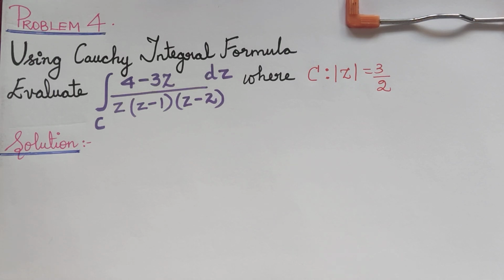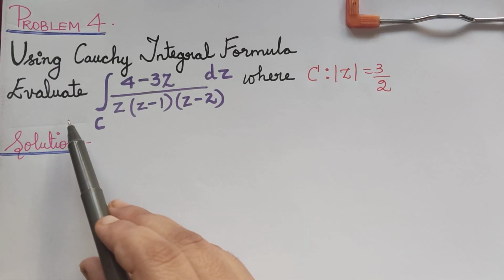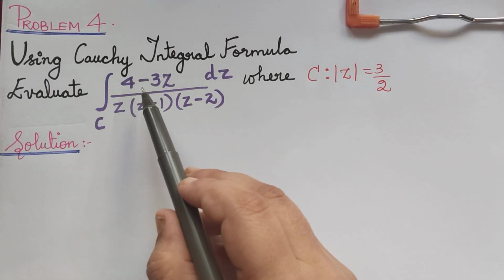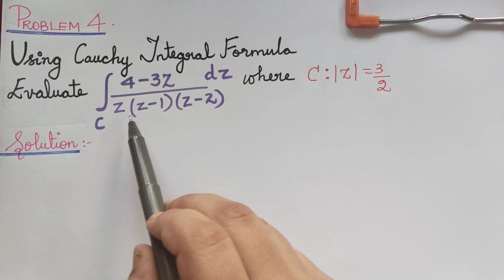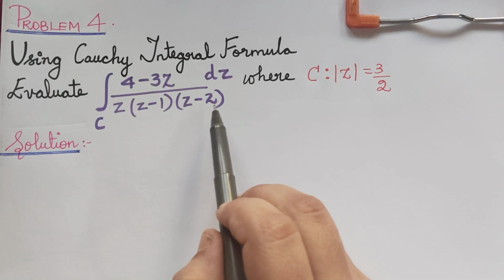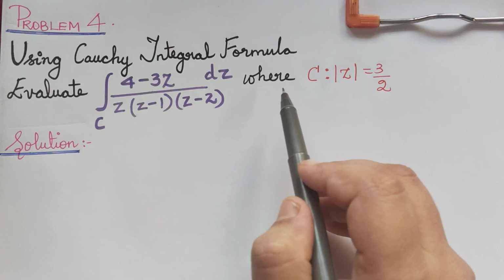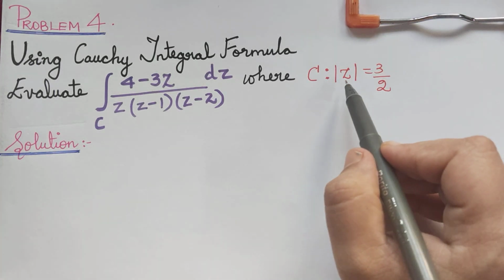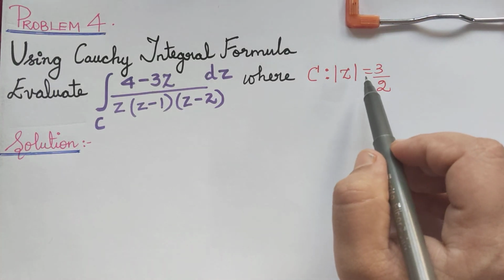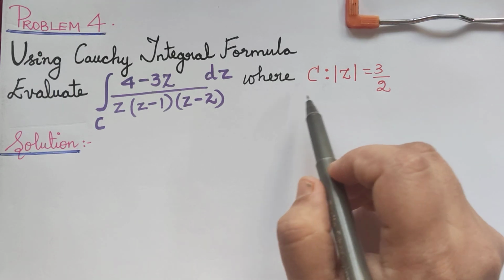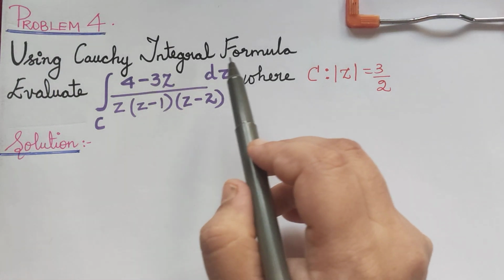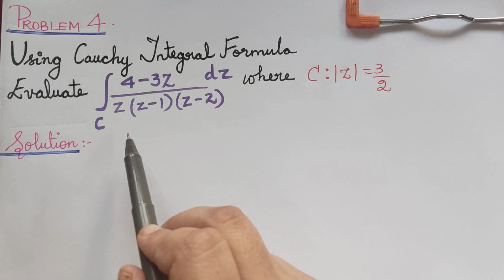Dear students, under the lecture series on complex analysis, we are solving problems under the topic Cauchy integral formula. Here we have a significant problem: we are asked to evaluate the integral over C of (4 minus 3z) divided by z multiplied with (z minus 1)(z minus 2) dz, where the circle C is oriented as modulus of z equal to 3 by 2. Using the Cauchy integral formula, we have to evaluate this integral.